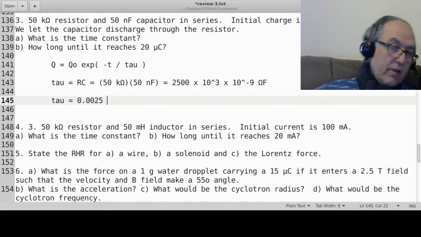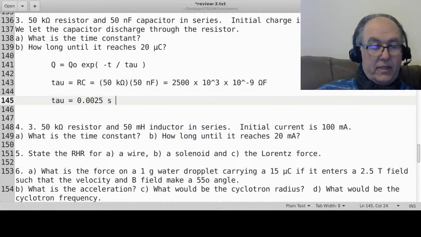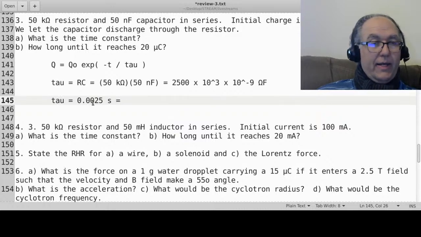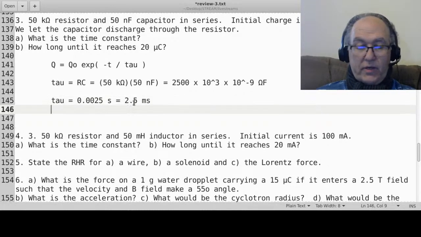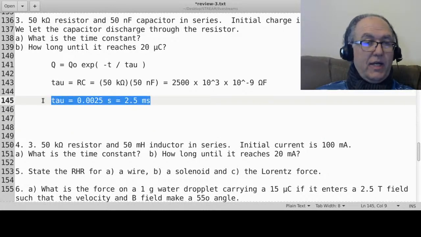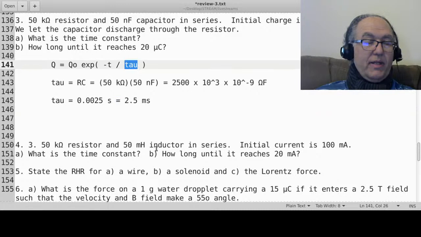Okay, and that's in seconds. Now on a test I'd probably convert that to milliseconds, so that's 1, 2, 3, so that would be 2.5 milliseconds. All right, so there you go, there's the time constant. Now you're going to need that to plug into that formula right there.